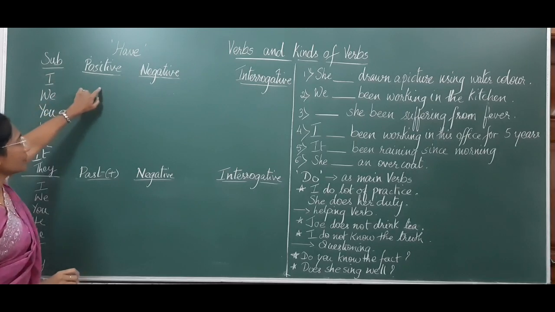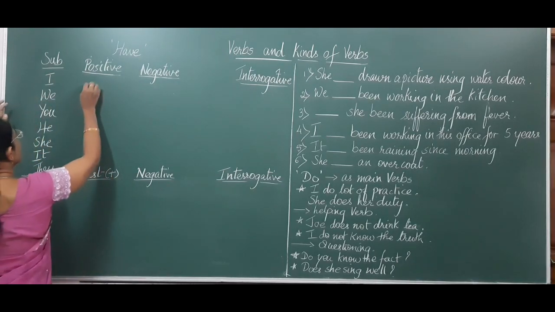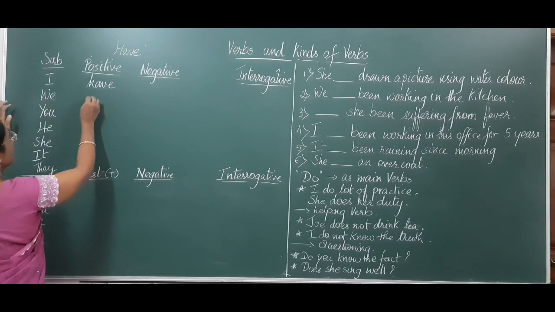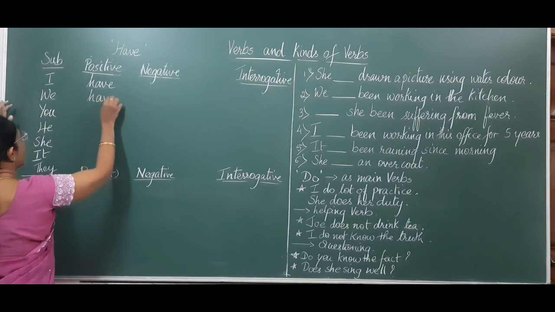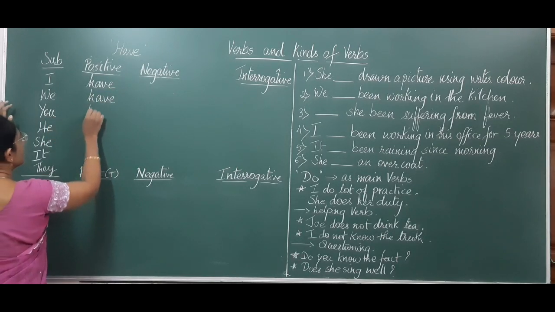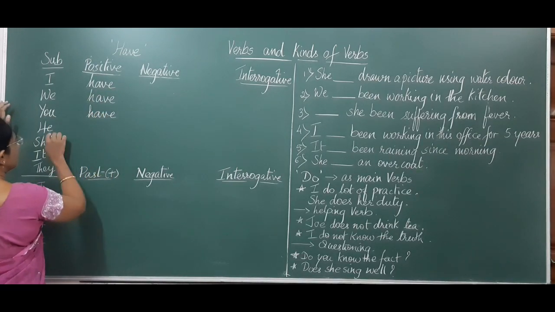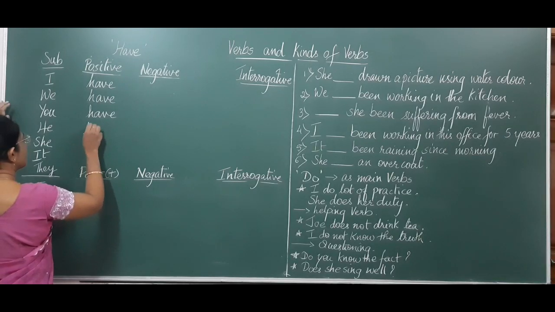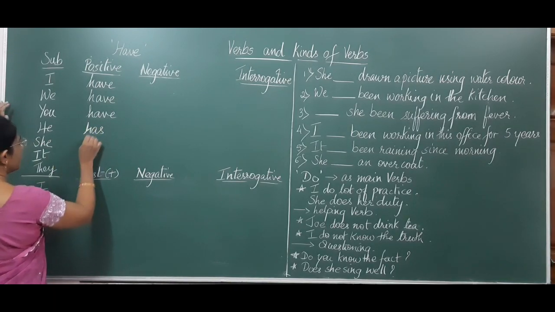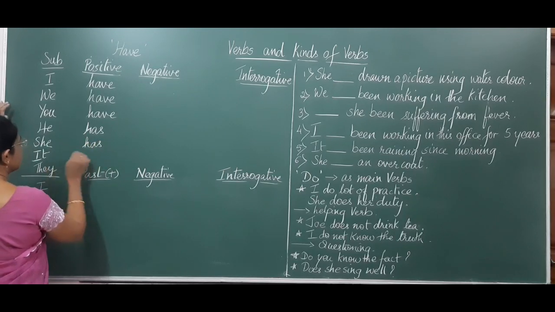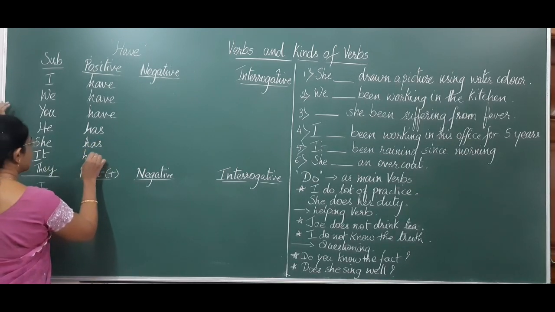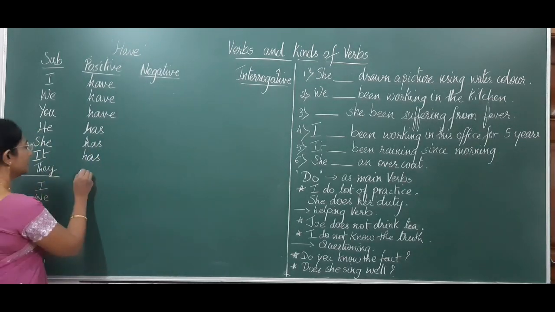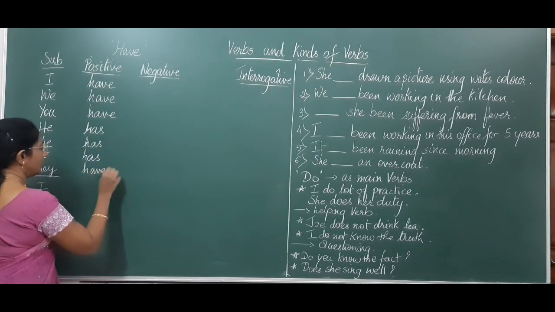So, I, positive form, have. We, plural, we have. You have. For he, singular, has. She has. It has. They have.